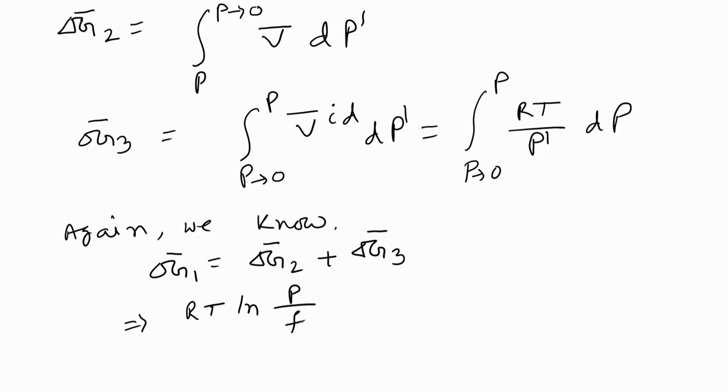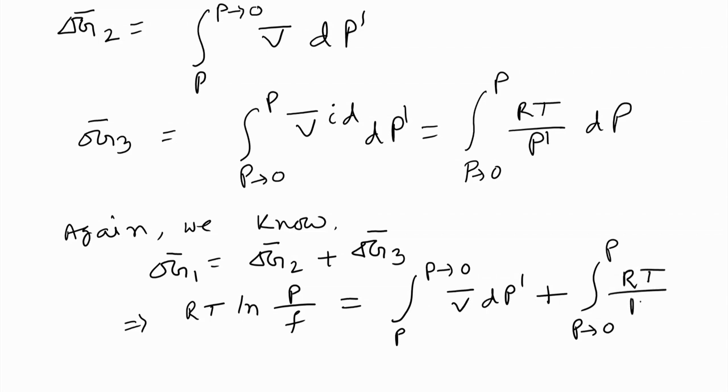So, delta G bar 1 is nothing but RT ln P by f. Delta G bar 2 is the integration, the lower limit is P and upper limit is 0, of V bar dP prime, and for delta G bar 3 you can write the integral from 0 to P of RT by P prime dP prime. So, we can further simplify this as RT ln P by f.